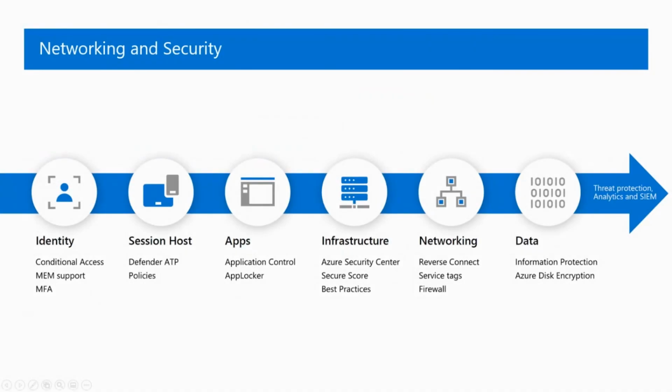Let's talk about network and security, right? From the identity perspective, you can use conditional access. You can use MFA, and those will help you secure your session hosts, using policy or Defender, with all these kinds of in-depth security capabilities. You can secure your app infrastructure and networking, and scale up your environment to use more sophisticated network security like Defender for Cloud and SIEM services like Azure Sentinel.